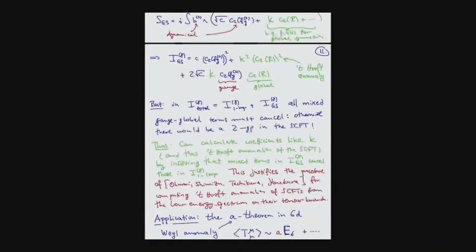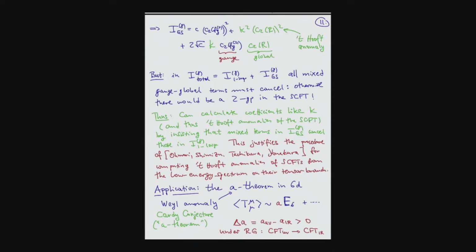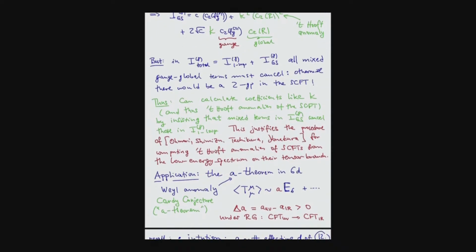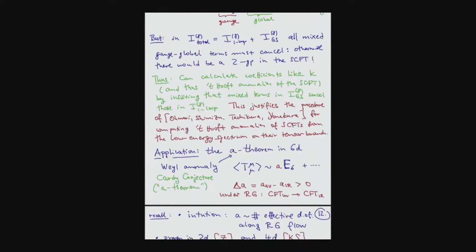Good. So I don't have time to really explain in detail some of the things that you can apply this understanding to, but let me briefly mention in the last couple of minutes one application involving the A theorem in 6 dimensions. The A theorem in even dimensions is the statement that the conformal A-type anomaly of a conformal field theory is monotonically decreasing under RG flows.